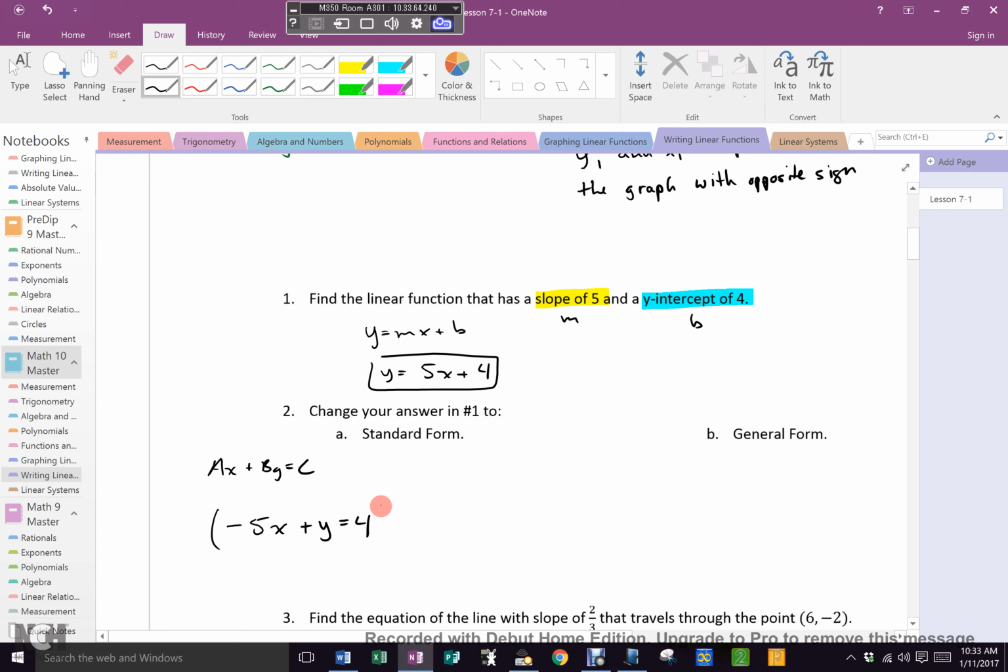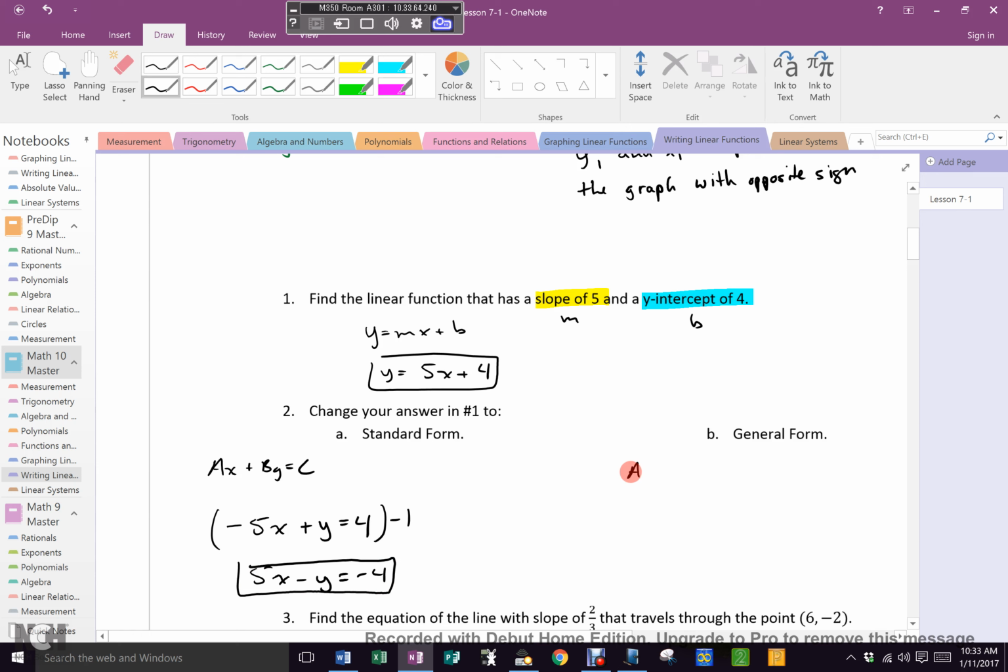So what do I got to do? If I multiply everything by negative 1, I'm going to get 5x minus y equals negative 4. Is that okay? That's fine, because there are no fractions, and my a is positive. Is everyone all right with that? Again, it's algebra that concerns me more than your actual understanding of what's going on.